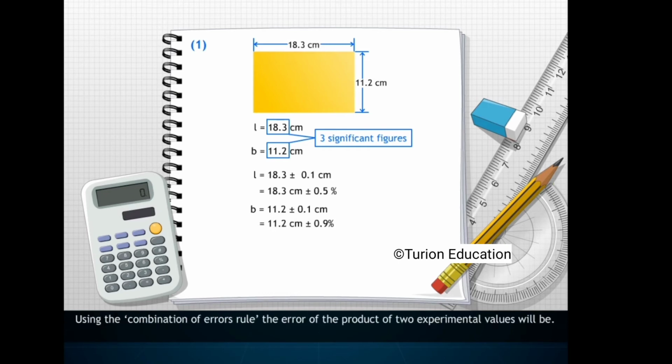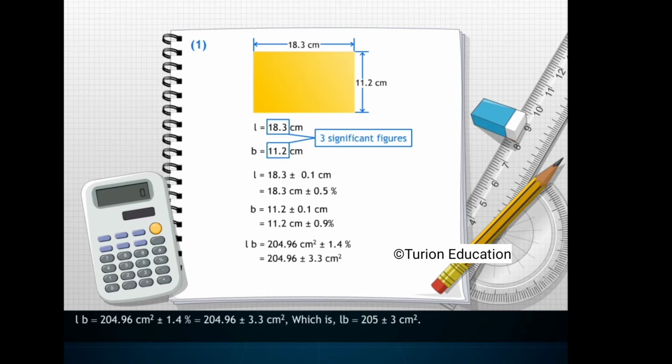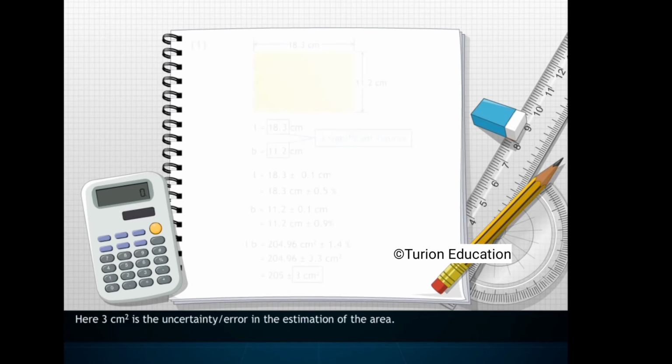Using the combination of errors rule, the error of the product of two experimental values will be L into B equals 204.96 centimeters square plus minus 1.4%, which equals 204.96 plus minus 3.3 centimeters square, which is LB equals 205 plus minus 3 centimeters square. Here 3 centimeters square is the uncertainty or error in the estimation of the area.